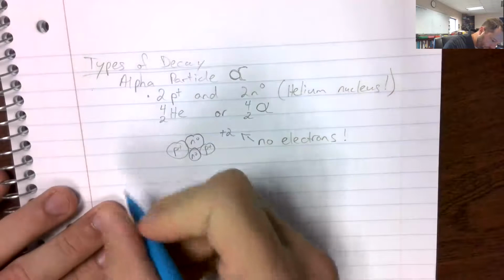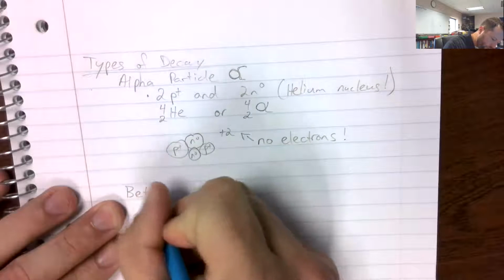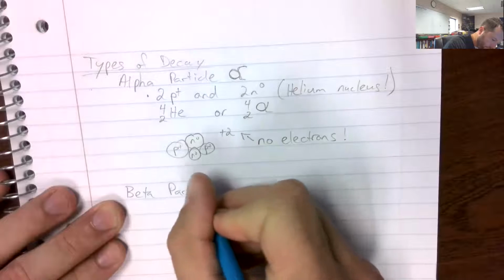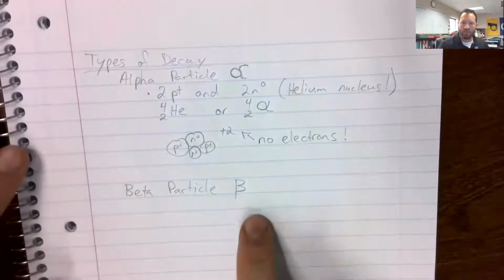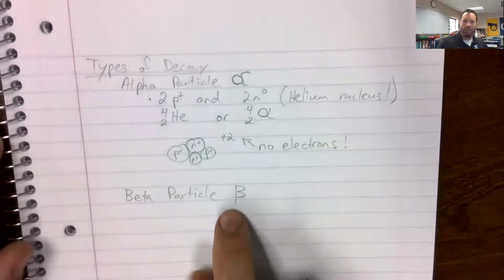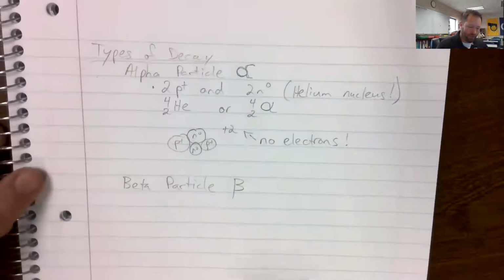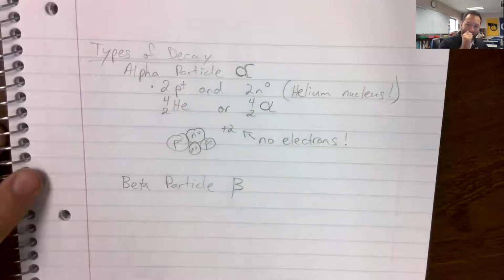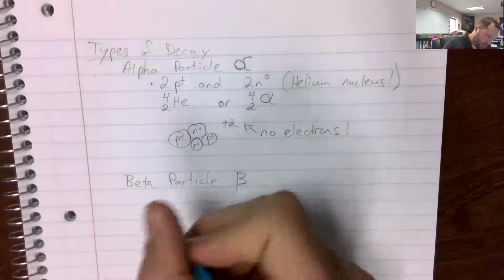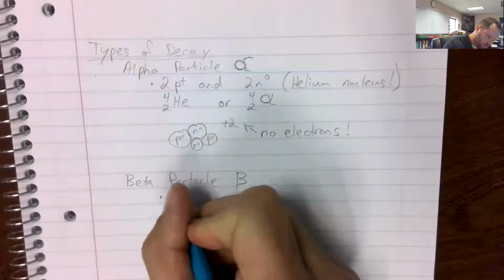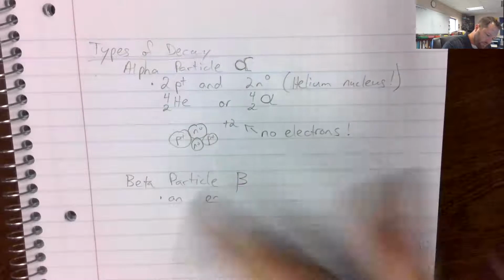Our next type of decay is called a beta particle. The Greek symbol for beta looks like our B, except it does have that tail. That's not me being careless and sloppy and adding a tail. That's supposed to be there. That's a beta sign. And a beta particle is an electron.